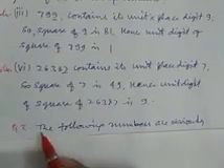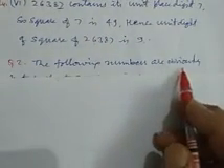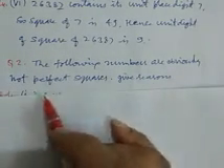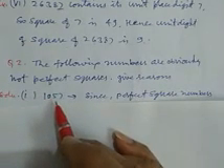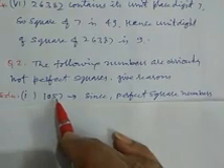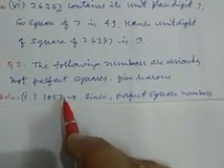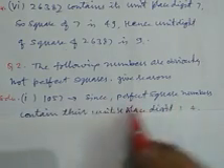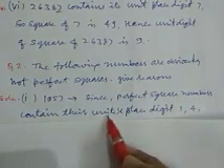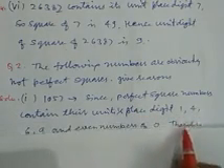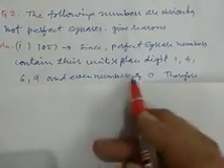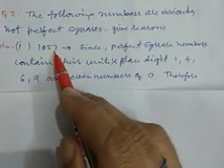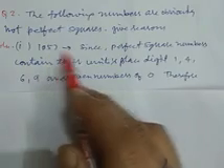Now second question. The following numbers are obviously not perfect squares. Give reason. Here we observe the number and explain it. What is the reason that they are not perfect squares? Here 1057. Since a perfect square number contains in its units place the digits 1, 4, 6, 9 and an even number of 0s. Okay, but here the unit digit of this number is 7.